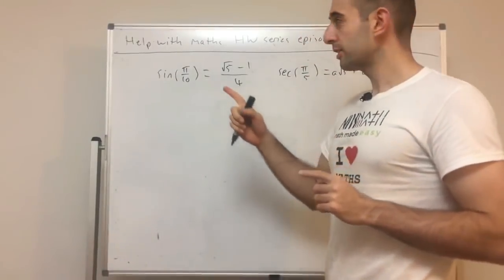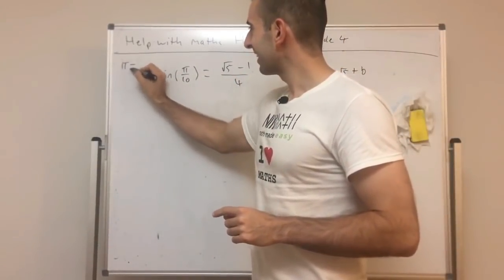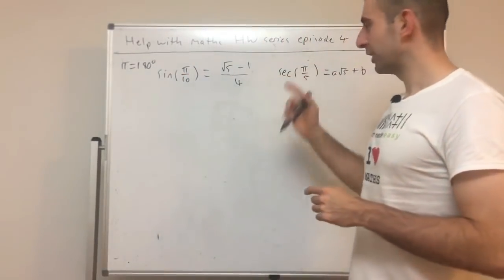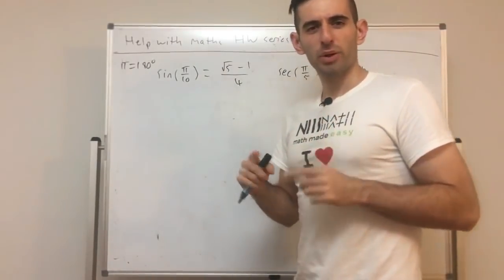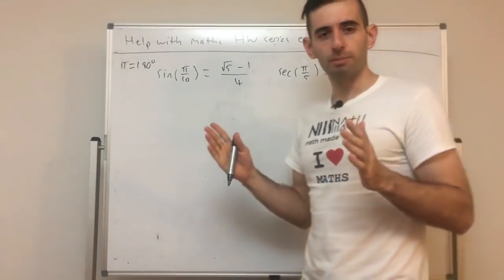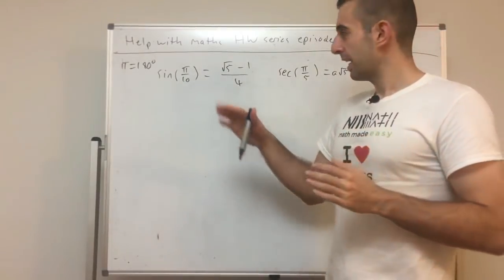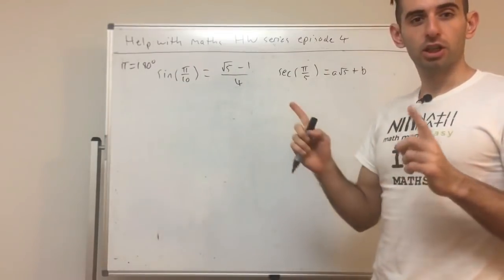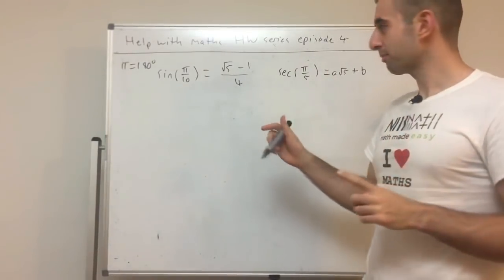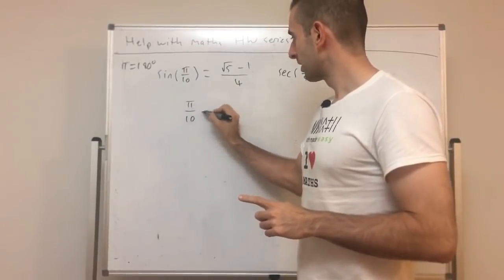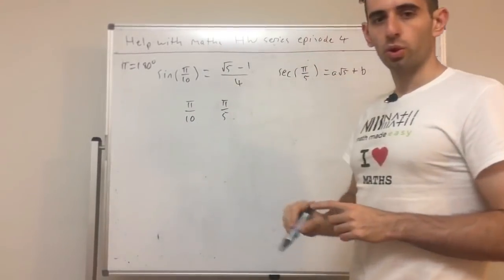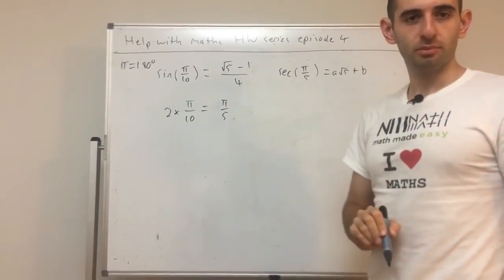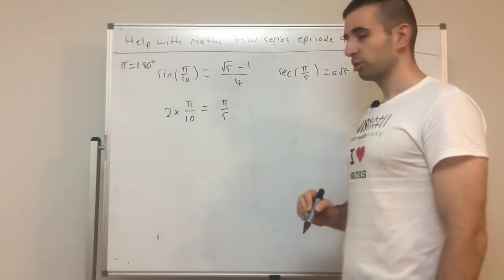So if you haven't done radians, I'll just make a note. Pi equals 180 degrees. So that means this is 18 degrees, this is 36 degrees. But we don't really need that. You didn't even really need to know what pi is, because you can notice, all right, so I'm told sine pi on 10 equals that. I want to find sec pi on 5. So you got to think, what's the relation between pi on 10 and pi on 5? Well, you can see that this is twice that. So 2 times pi on 10 equals pi on 5.